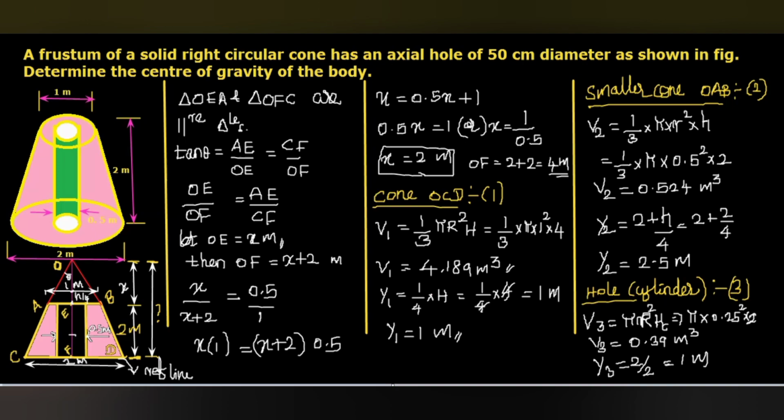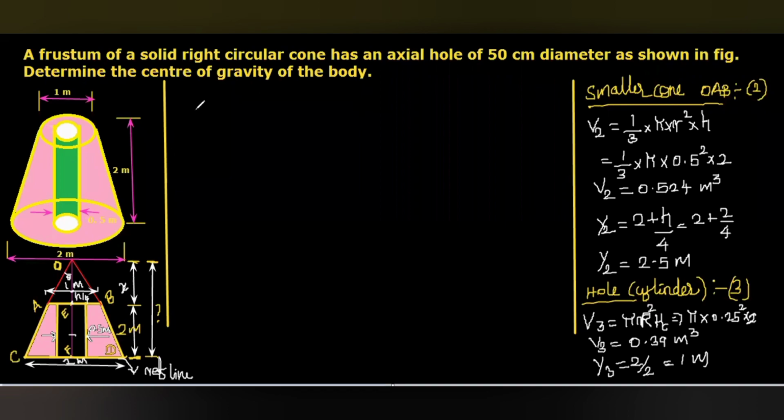So the Y bar formula is V1 Y1 minus V2 Y2 minus V3 Y3, divided by V1 minus V2 minus V3. Because from the first segment, the whole cone, this cone has to be removed. Then this hole also has to be removed. Now substitute all the values we calculated.